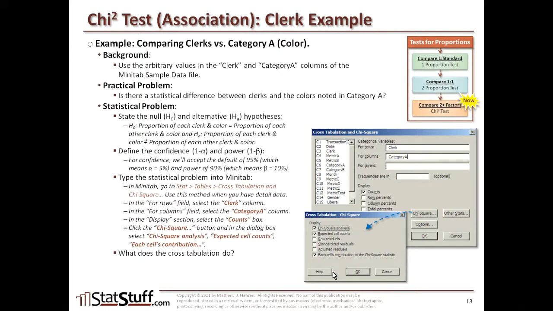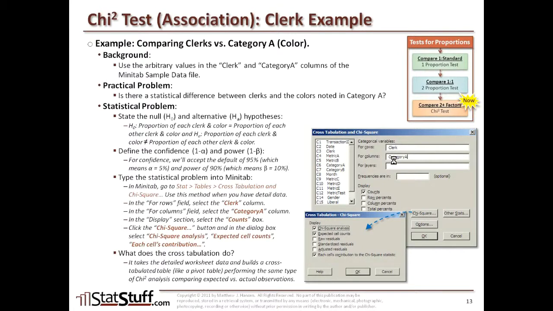So what does this cross-tabulation actually do? Well, it's taking the detailed data in the worksheet and building a cross-tabulated table, which is like a pivot table that's typically used within Excel. And it performs the same type of Chi² analysis that we've seen before, where it's comparing the expected versus the actual observations. But it lays it out allowing for more detail when you have a lot more items that you're comparing between, in this example, the multiple items for clerk as well as multiple items for category A, or the color that's represented.